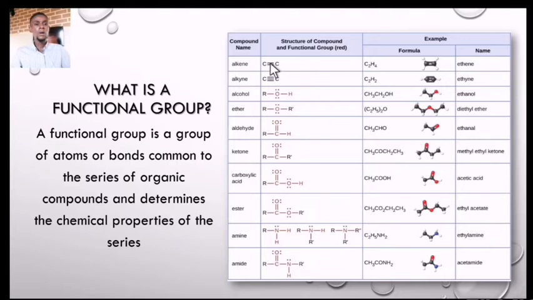For instance, in terms of alkene, the double bond here is the functional group. In terms of alkyne, the triple bond here is the functional group. In terms of alcohol, the OH here is the functional group. This is ethanol, so the OH is the functional group. These highlighted atoms in red are the functional groups going downwards. So that's what functional groups are: a group of atoms or a bond type that is common to a series of organic compounds and determines the chemical properties. You could have more than one functional group in a compound. It's not just limited to one. You could have about 4 functional groups as part of a compound.